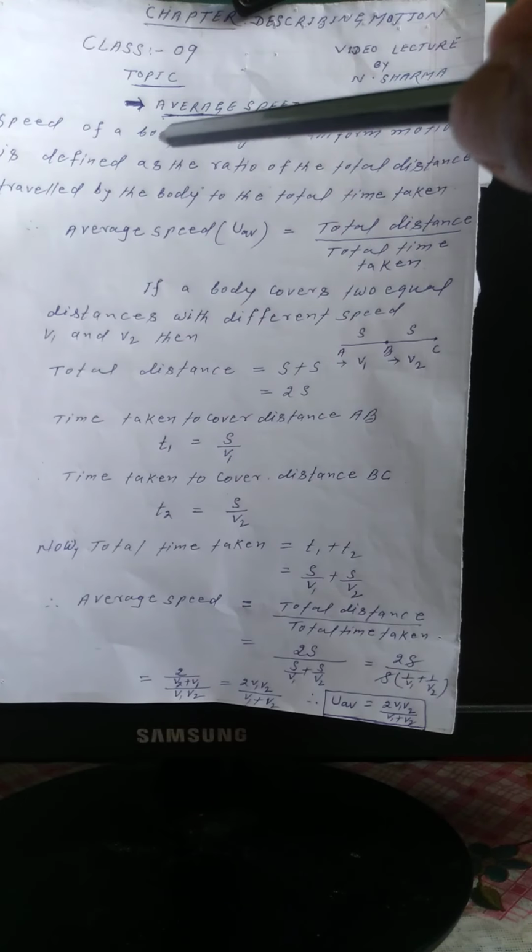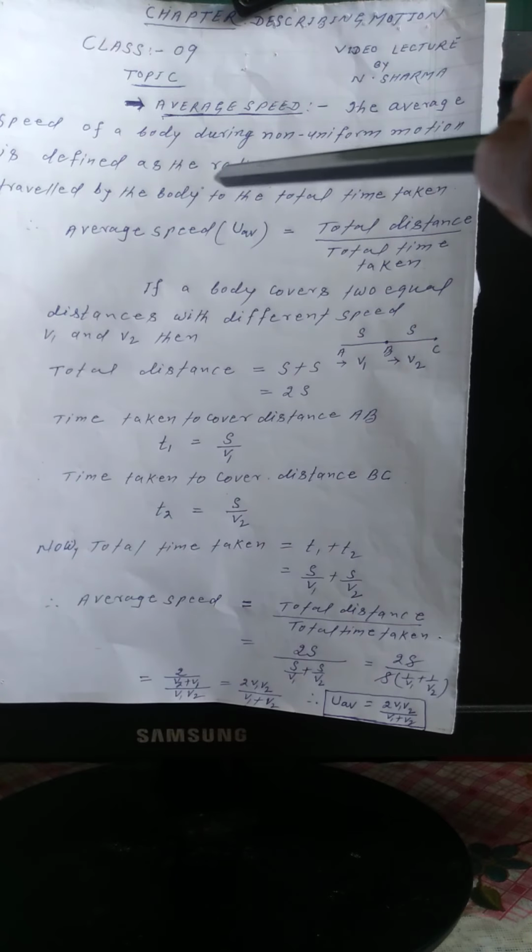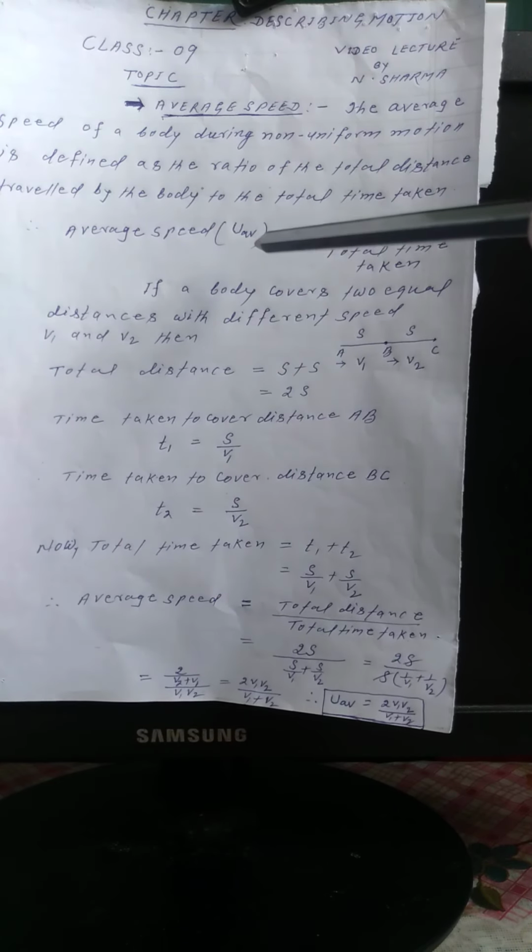The average speed of a body having non-uniform motion is defined as the ratio of the total distance traveled by the body to the total time taken. Therefore, average speed is equal to total distance by total time taken.